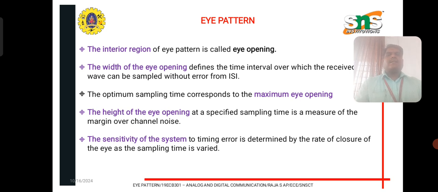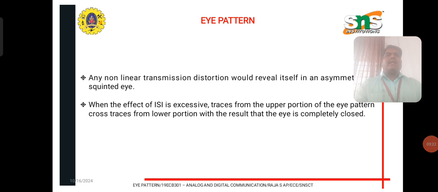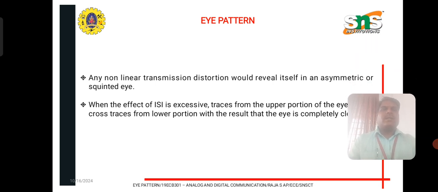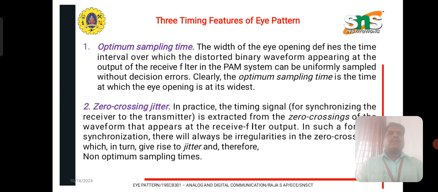The sensitivity of the system to timing error is determined by the rate of closure of the eye as the sampling time is varied. Any nonlinear transmission distortion would reveal itself as an asymmetric or squinted eye. When the effect of ISI is excessive, traces from the upper portion of the eye pattern cross traces from the lower portion, with the result that the eye is completely closed. So whenever the eye is completely closed, we know that the noise will be more and the data rate will be much lesser compared to the previous transmission.